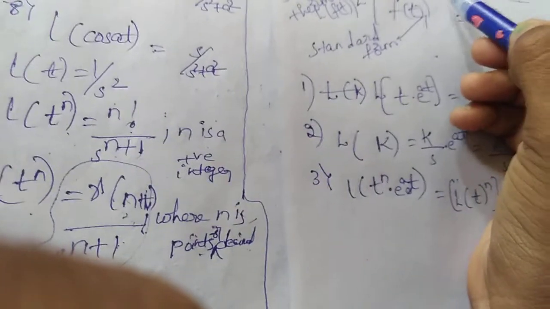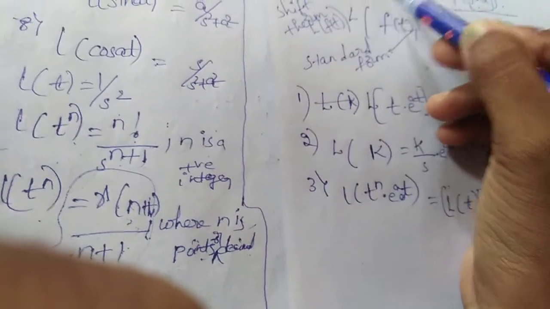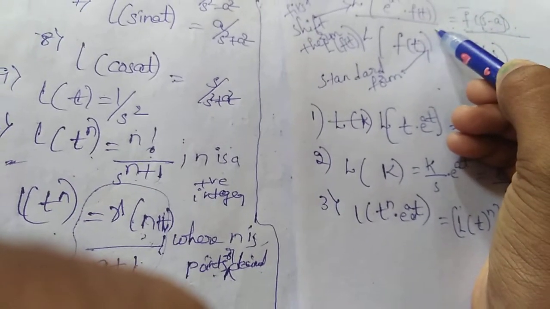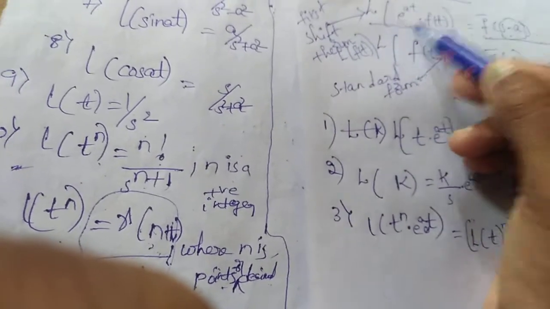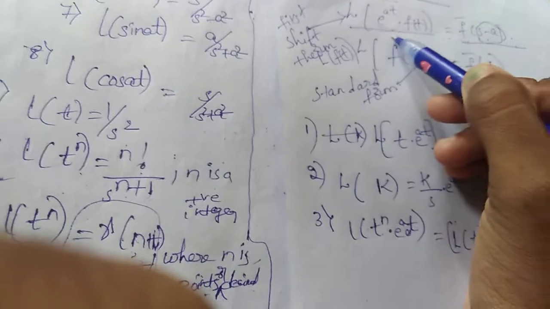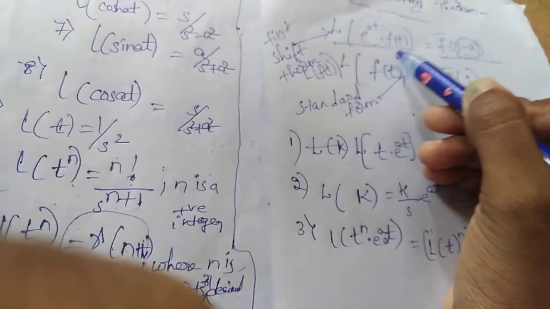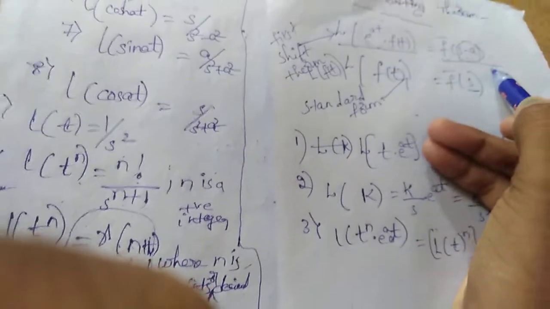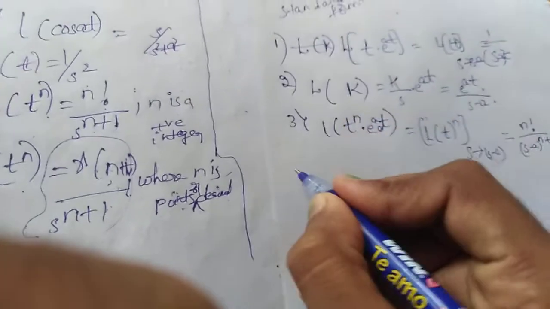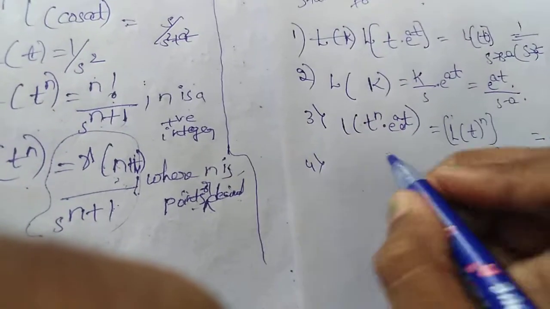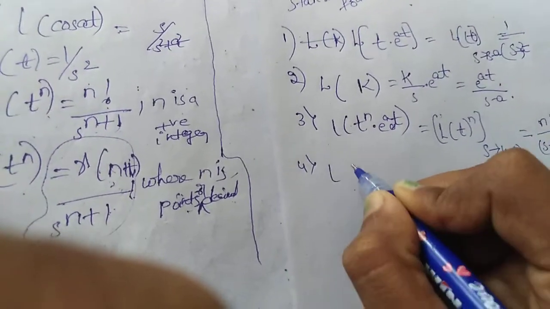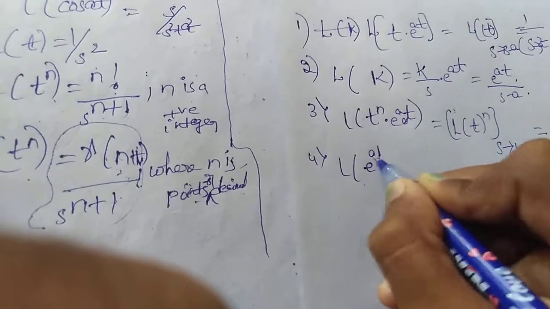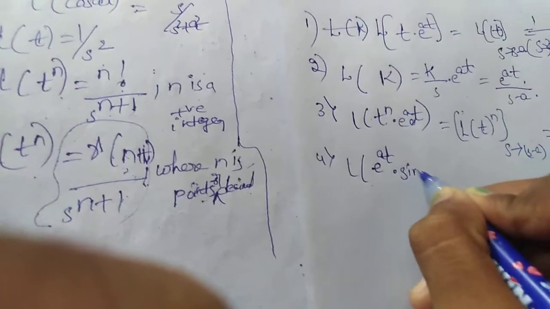We know first shifting theorem means if it is in the form of e power at into f of t, with e power at given, then you have to mention that in the place of s we write s minus a. Same as it is, L of e power at into sinh at.